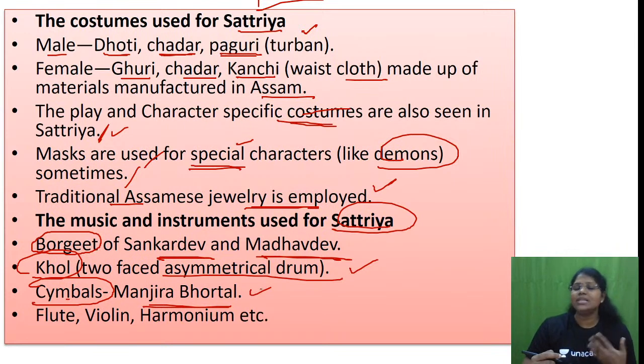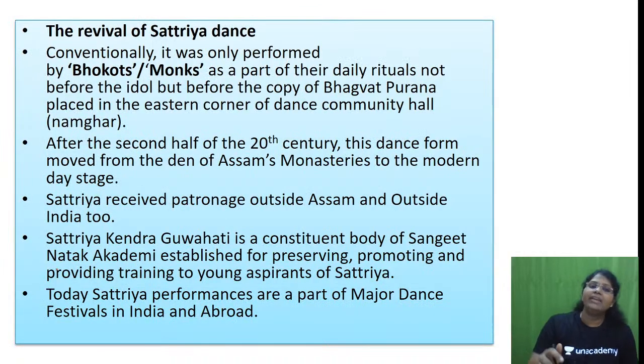Music and instruments are also very important with respect to each classical dance. So: flute, violin, harmonium, cymbals, khol. Khol is a two-faced asymmetrical drum. It is not similar on both sides. Asymmetrical means uneven shape, not uniform. Borgit of Shankaradev and Madhavdev. Revival of Kshatriya dance is very, very important.